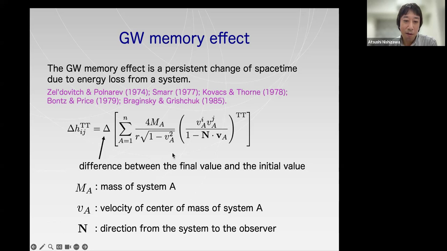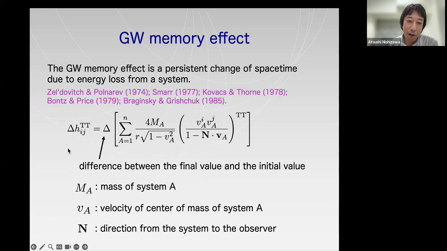VA is the velocity of the center of mass of system A. So this equation means the energy injection is integrated over all angles, and then the amount is compared between the final time and the initial time.